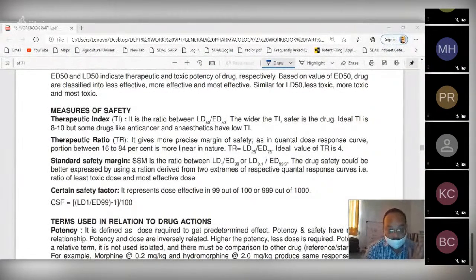It gives a more precise margin of safety, as in the control dose response curve, the portion between 16 to 84% is more linear in nature. So therapeutic ratio is nothing but LD25 divided by ED75, and the ideal value of the therapeutic ratio is 4.